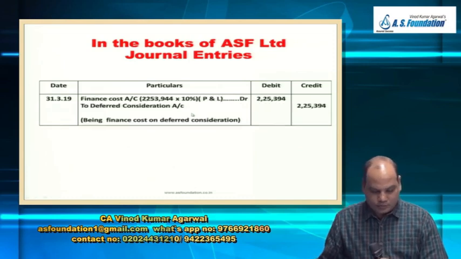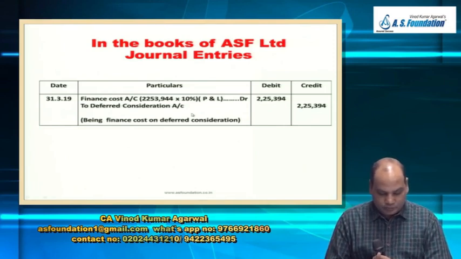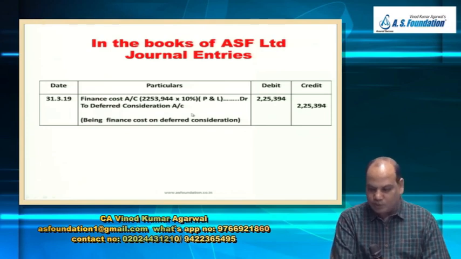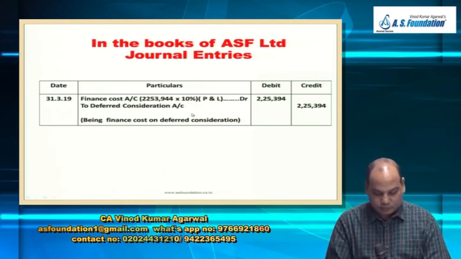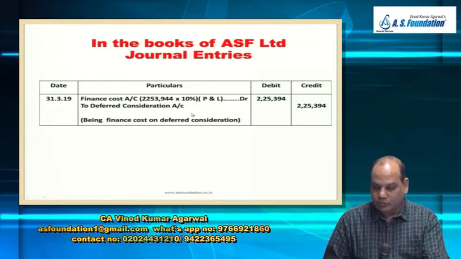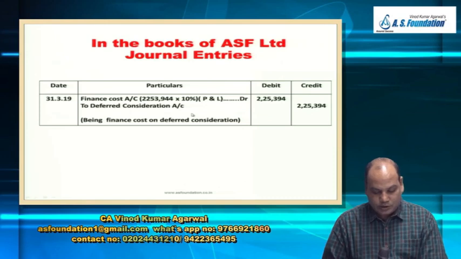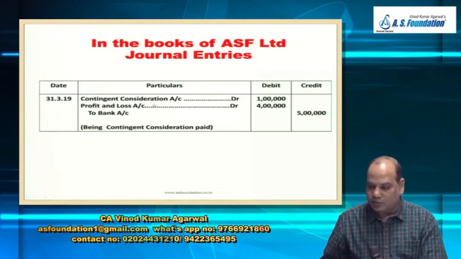Then the question says that assuming that contingent consideration was paid. Now the date they have not mentioned, just write a date there. Assuming that contingent consideration was paid on 31st March 2019. In any case, it is only for 1 year. In case if you earn the target of certain profit, 5 lakh will be paid. So 1 year is over. So contingent consideration will be paid now.